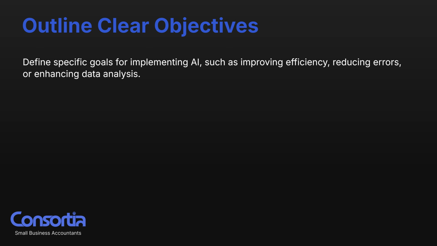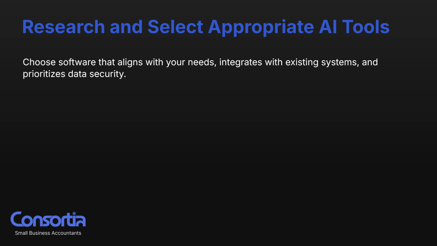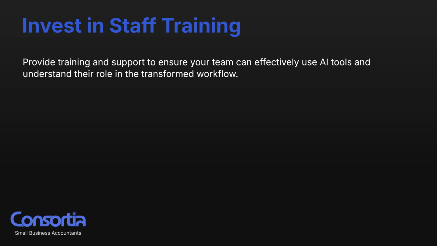Outline clear objectives. Define specific goals for implementing AI. Don't be afraid of it. It's coming. It's here. Take advantage of it. It'll bless your lives, truly, such as improving efficiency, reducing errors, or enhancing data analysis. Research and select appropriate AI tools. Choose software that aligns with your needs, integrates with your existing systems, and prioritizes data security.